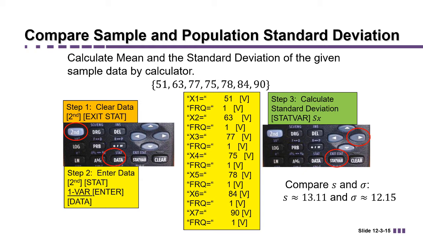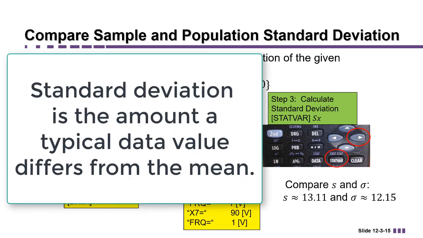So you might be wondering, what's the difference? And why is S bigger than sigma? Well, the answer to that has to do with the fact that when we are looking at sample data, we don't have all the information about the data set. We only have part. And so we need to give ourselves a little more wiggle room.